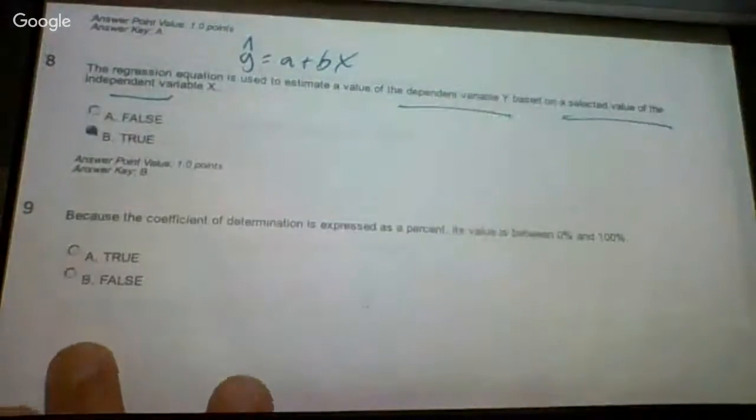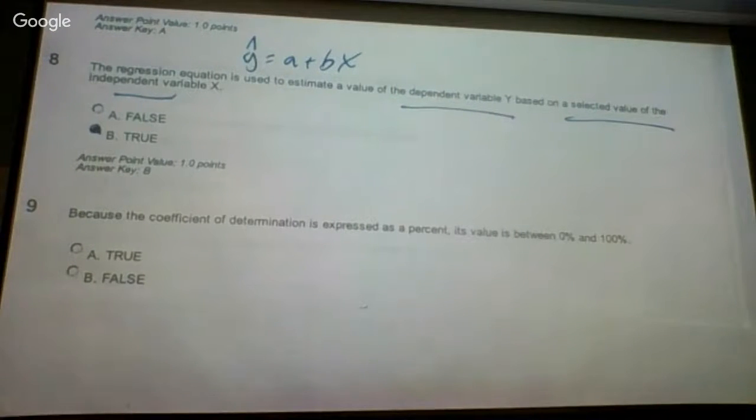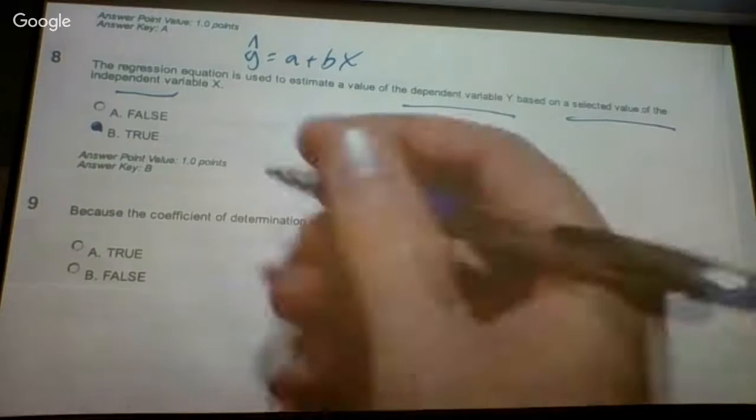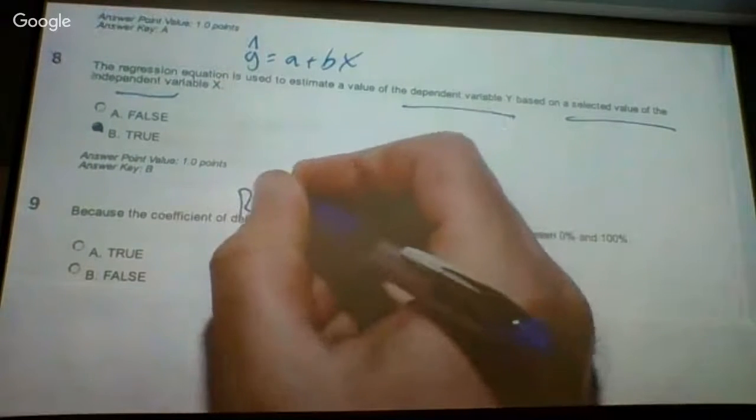Number 9. Because the coefficient of determination, otherwise known as r squared, is expressed as a percent, its value is between 0 and 100.